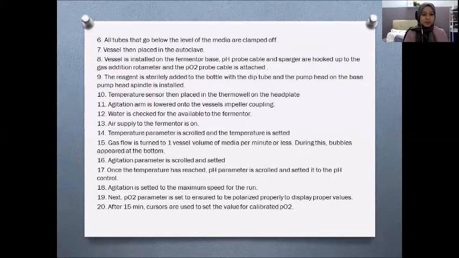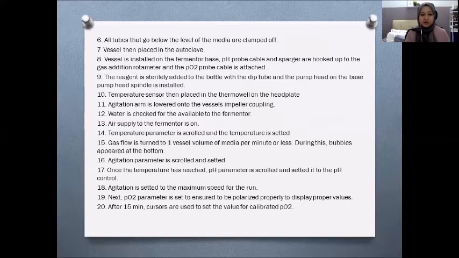The temperature sensor is then placed in the thermal well of the head plate. The agitation arm is lowered onto the vessel in parallel coupling. Water is then checked. Air supply is on. Then the temperature parameter is scrolled and the temperature is set. So let's say we need to have 35 degrees Celsius. So we set the temperature first.